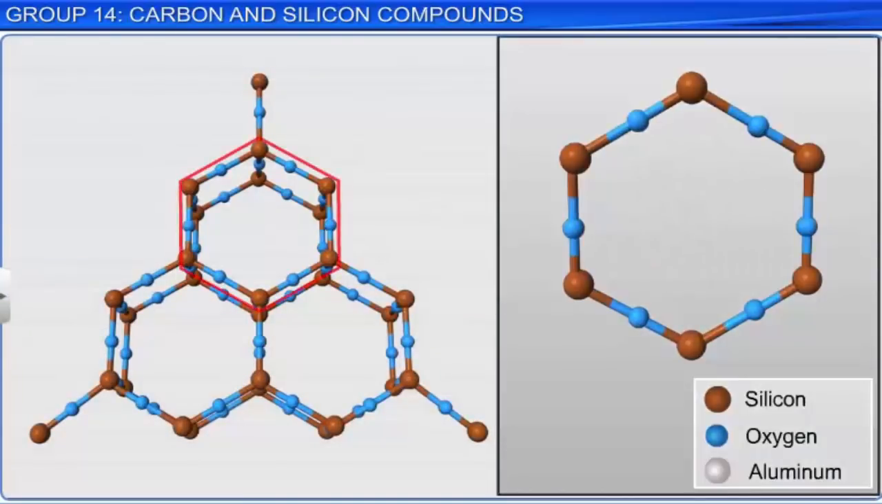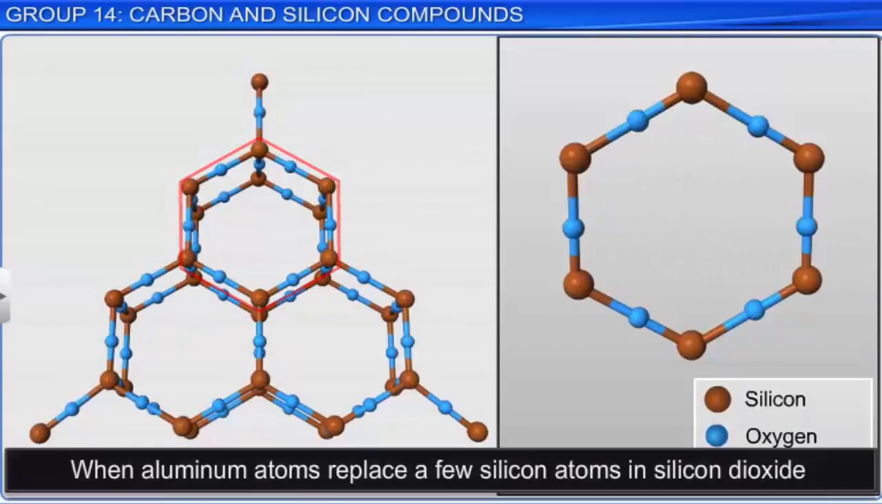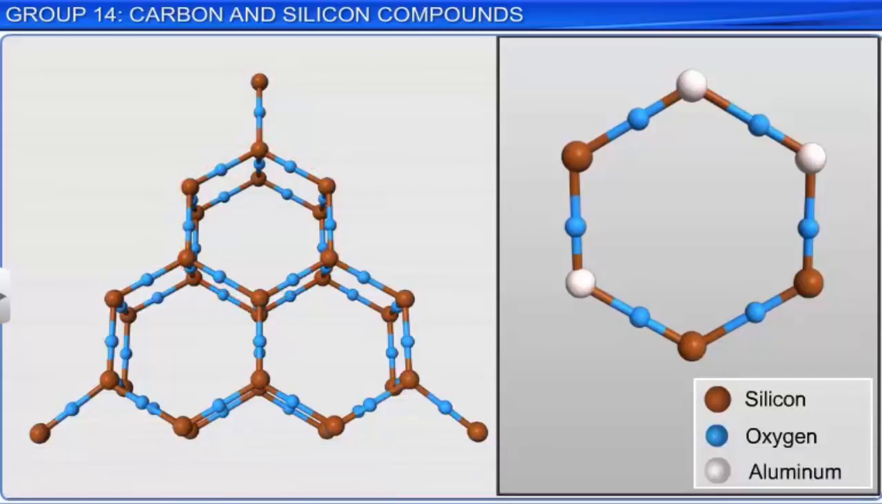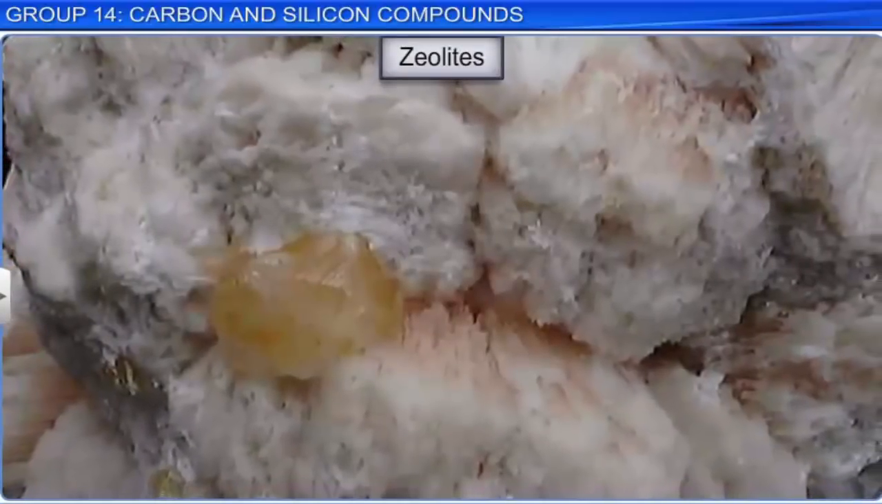Aluminosilicates form when aluminium atoms replace a few silicon atoms in silicon dioxide. Since an Si atom with a +4 oxidation state is replaced with a +3 aluminium ion, cations such as sodium ion, potassium ion, or calcium ion are needed to balance the charge. Zeolites are hydrated aluminosilicates.